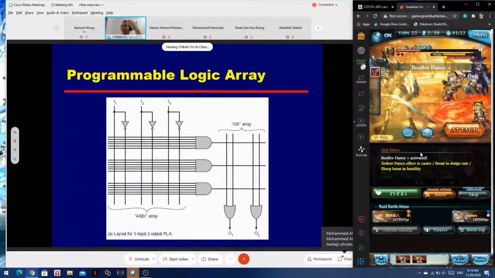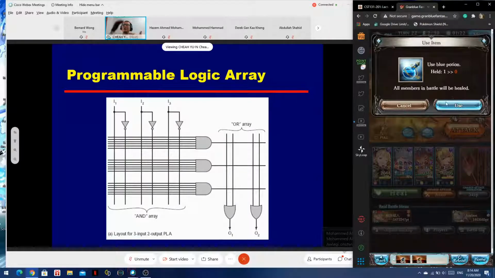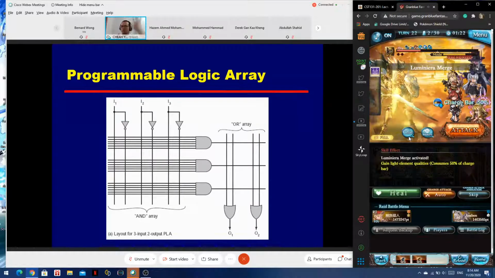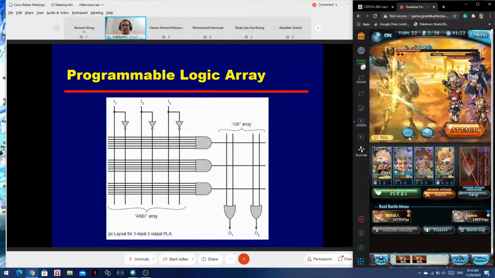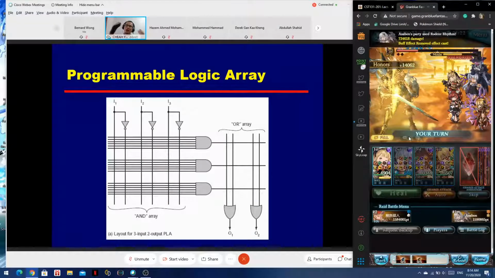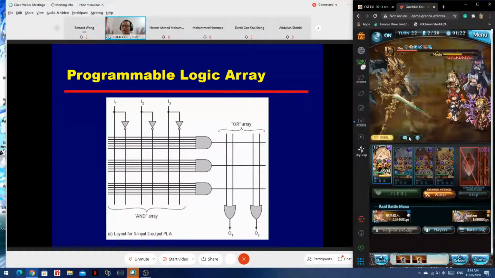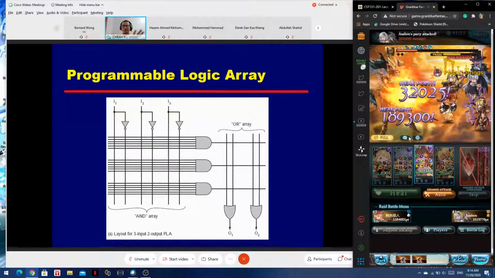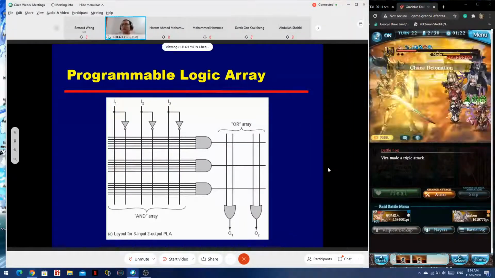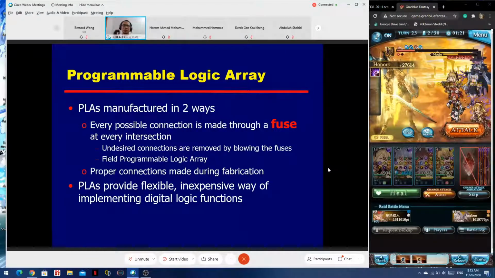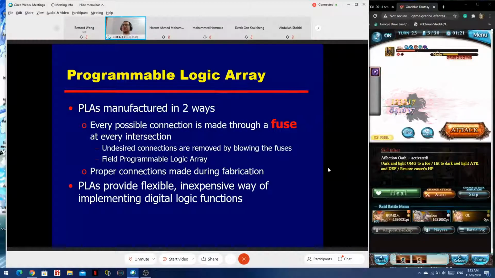You have the AND part, and if you notice, the AND part will potentially receive connections to all the inputs. Then after that it goes into the OR part, and again all this can be potentially implemented. As it is, the diagram does not show what function it implements yet.